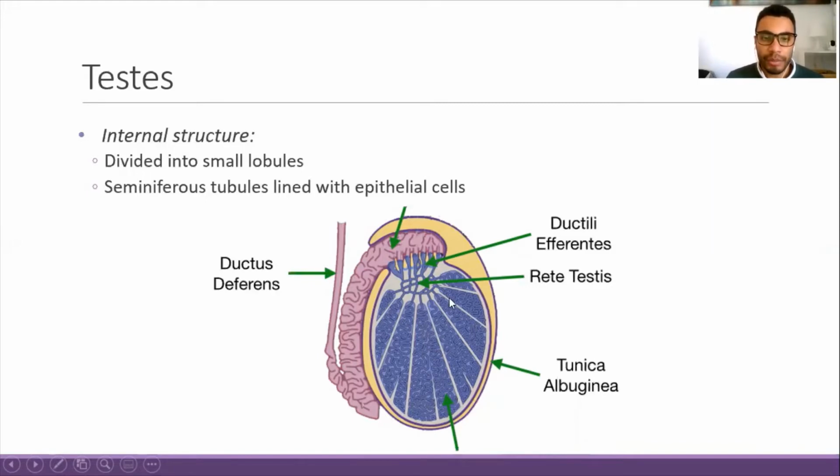Those lobules connect with the rete testis, which are straight tubules that join all the several lobules. Then the rete testis converge into the ductuli efferentes, which are those connections here with the epididymis. This is the epididymis.